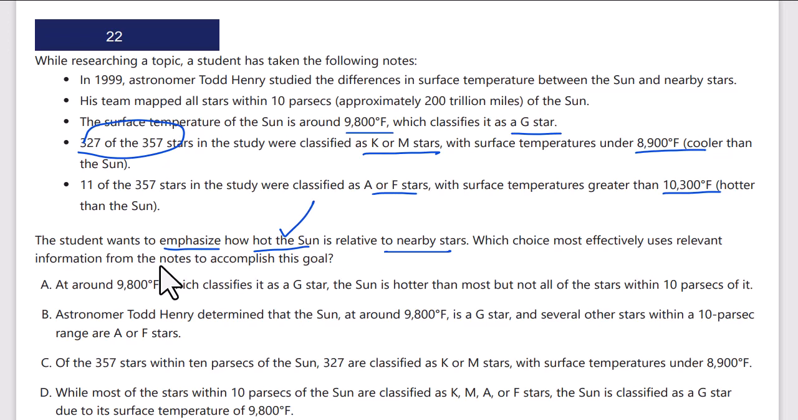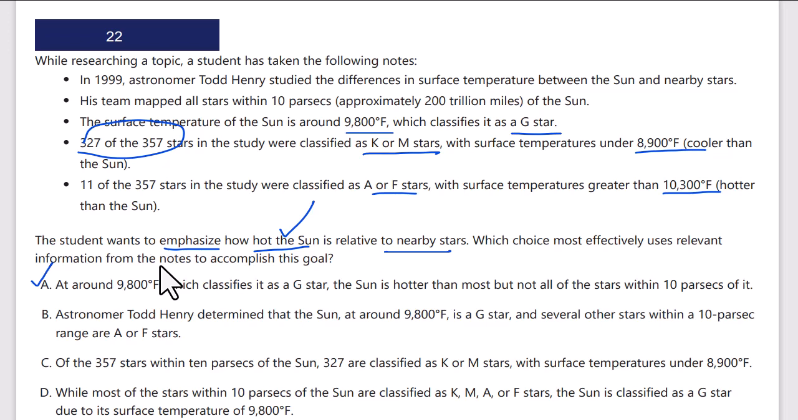Okay, well, it's nearly 1,000 degrees Fahrenheit hotter. So at around 9,800 was classified as a G star. The sun is hotter than most, but not all the stars within 10 parsecs of it. Okay, that's true. Let's keep going.